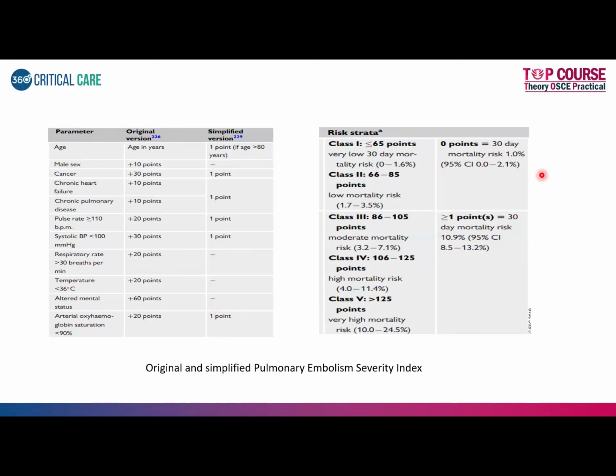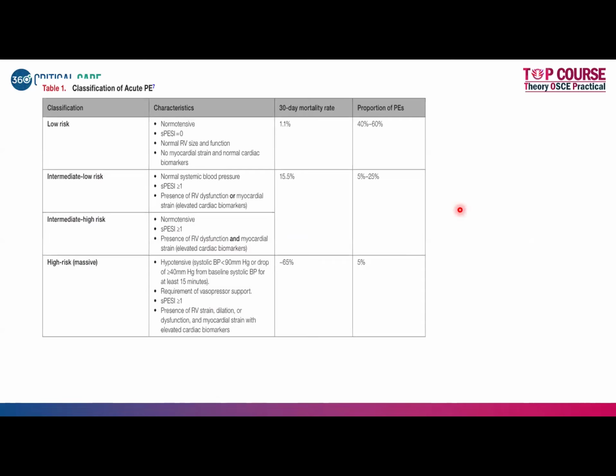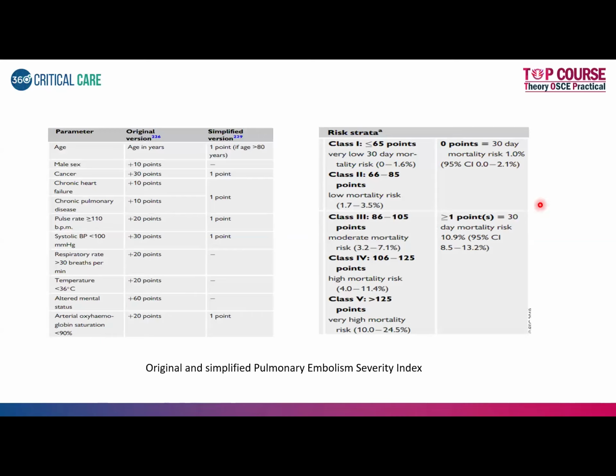So even if you don't remember this, please make sure to read this. And as we said, 0 points, okay, and more than or equal to 1 point. In the previous slide, you have seen, apart from the low risk, the rest of them all have more than or equal to 1 simplified PESI score. So 0 points has a 30-day mortality of 1%, and more than or equal to 1 point, 30-day mortality is around 10.9%.